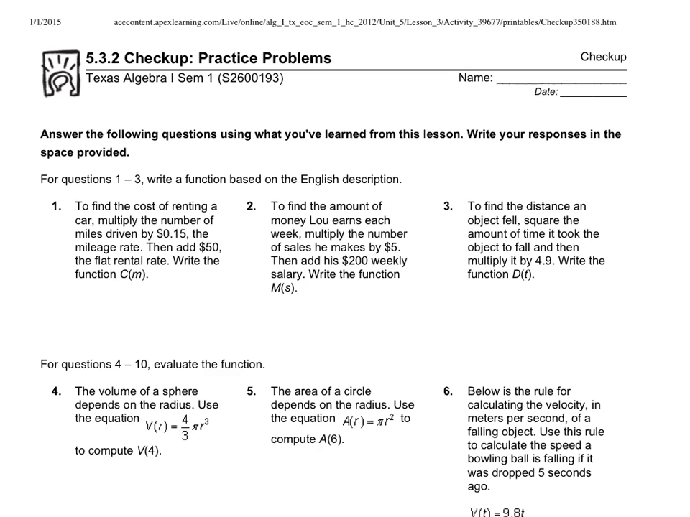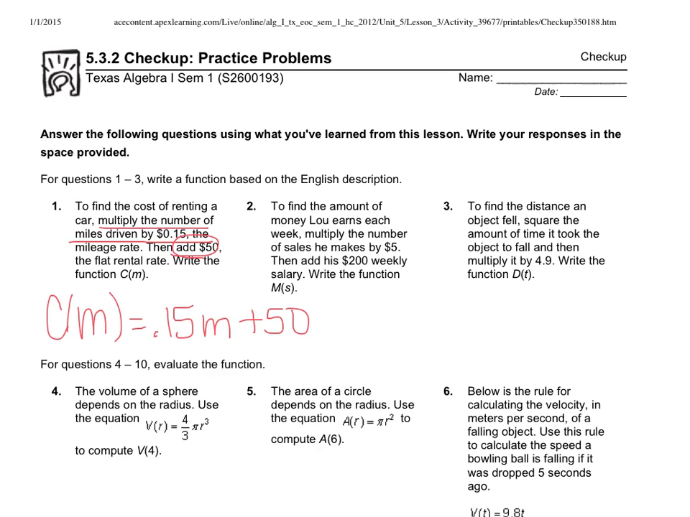All right, number 1. To find the cost of renting a car, you're multiplying the number of miles driven by 0.15 and then adding $50, the flat rental rate. So we're supposed to write our function. So we're just writing equations here. So it says m, because that's what it tells us to write it as, is equal. It says we're supposed to multiply the number of miles by 0.15. So 0.15 times m, or 0.15m, then add 50. So plus 50. And that would give us our equation to find our cost of renting a car.